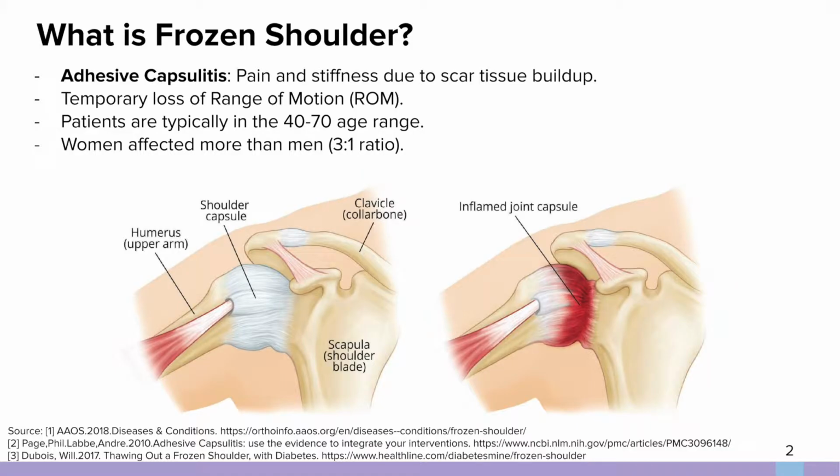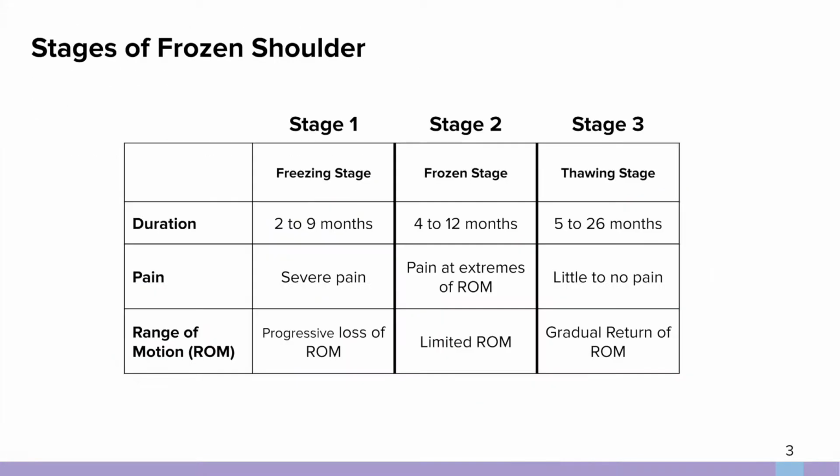Frozen shoulder is a condition that is characterized by pain and stiffness in the shoulder joint due to scar tissue buildup, leading to a temporary loss of range of motion in the upper arm and pain that worsens at night. Patients are typically in the 40 to 70 age range, and women are affected more than men with a 3-to-1 ratio. Frozen shoulder occurs in 3 distinct stages.